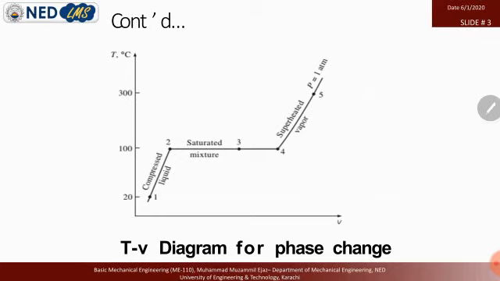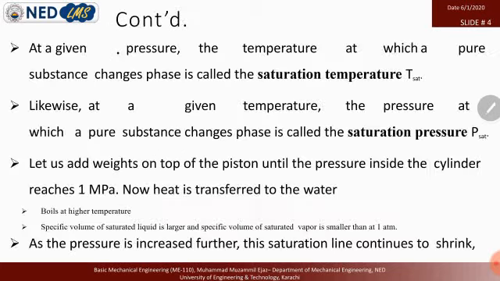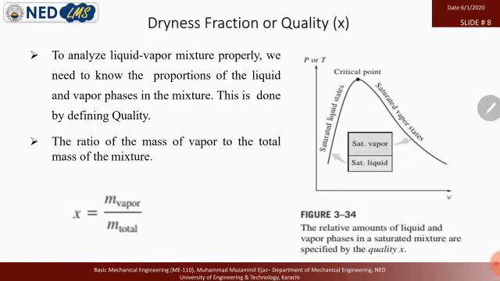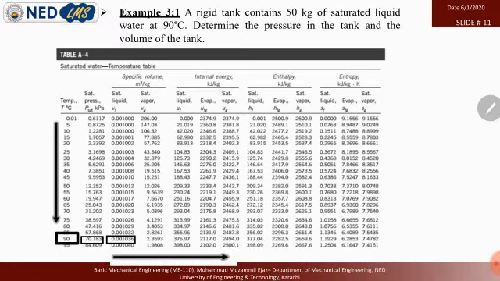Now let's revise the previous work. We discussed and also did one very short numerical. Basically, we have to find the volume and pressure in this previous numerical. Yes, we have done this very short numerical. We have to find the pressure and the volume of the tank with the help of the steam table, the saturated steam-water table.